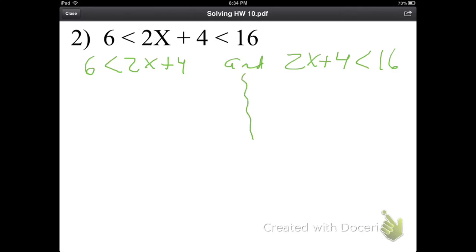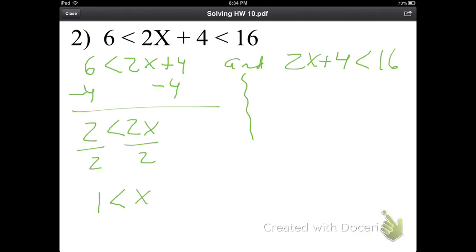Let's make a little divider line. On the left side, I want to get x by itself. The 4 needs to go. I'm not going to get rid of the 2 right now because I'm working outside in. The 2 is closer to the x, so we're not going to deal with it first, we're going to deal with the 4. So I'm going to subtract 4 from both sides. Now on the left side I've got 2 is less than 2x. To get rid of the 2, divide by 2, and I now have 1 is less than x.